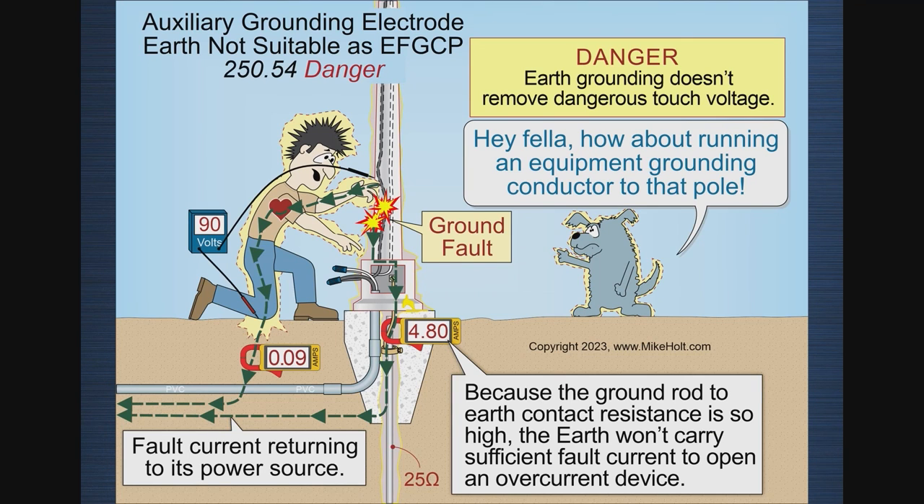And here's the picture. Here's an example of using an auxiliary electrode, not having an equipment grounding conductor or an effective ground fault current path, not clearing the fault.